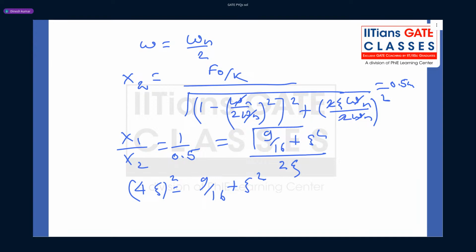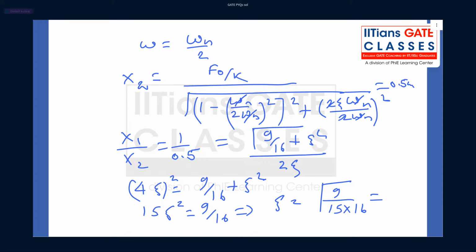So you can say it is 16 zeta square, means 15 zeta square equal to 9 by 16. So from here, zeta will be what? Under root of 9 by 15 into 16. Anybody? Just find out the value of this.